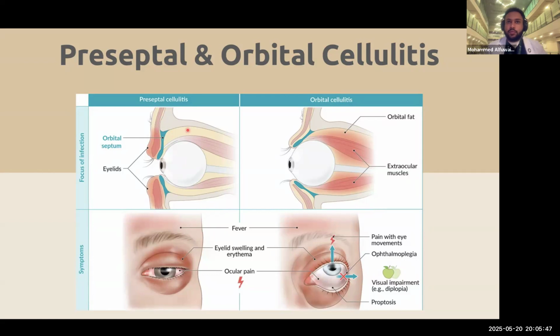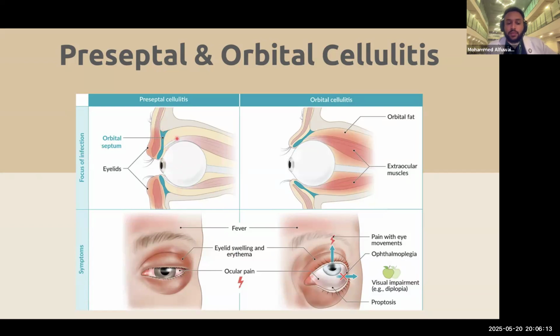Why is this important? If you have, for example, preseptal cellulitis, will this affect the extraocular muscles and the vision and so on? No, it will not. What will it do? Just eyelid swelling and erythema and ocular pain. That's it. Fever as well. Yes, it might come as a feature.